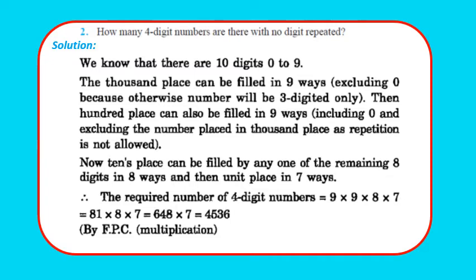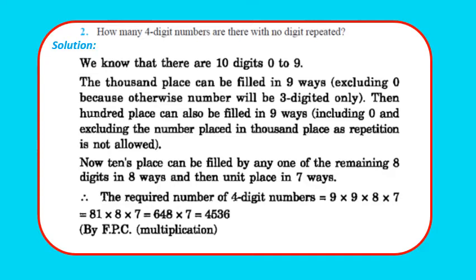Next we have question number 2. How many 4-digit numbers are there with no digit repeated? Now we know that the number of digits from 0 to 9 is 10, and the 1000 place can be filled in 9 ways, excluding 0, because 0 cannot be at the 1000 place, otherwise it will become a 3-digit number. And the 100 place can be filled in 9 ways, tens place will be filled in 8 ways, and the ones or the unit place will be filled in 7 ways.